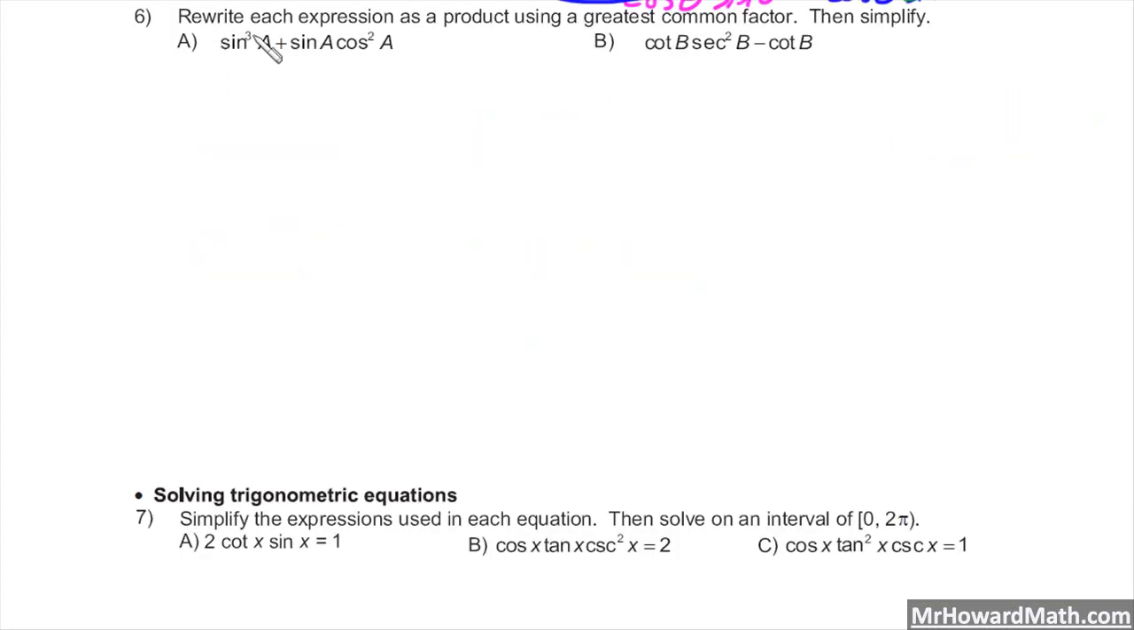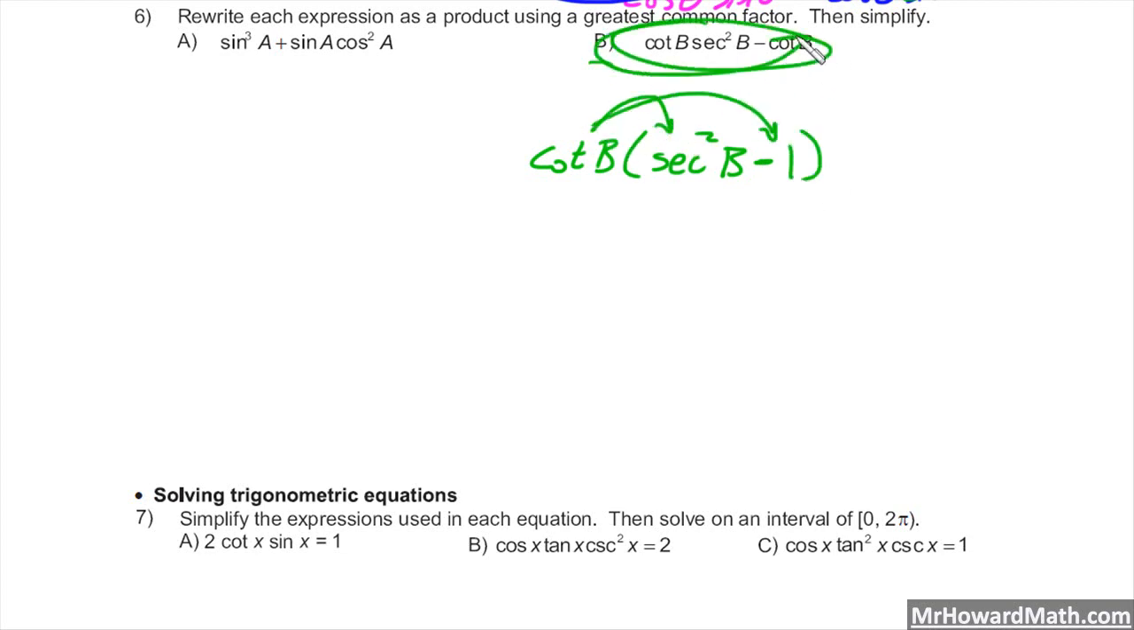Okay, section 6. Rewrite each expression as a product using a greatest common factor, then simplify. So I'll do part B here. If we look at part B, we have cotangent b in common there, so we're going to factor that out. So cotangent b outside, and we would be left with secant squared b subtract 1. If we distribute that back in, we'll end right here where we started, so everything is equivalent.